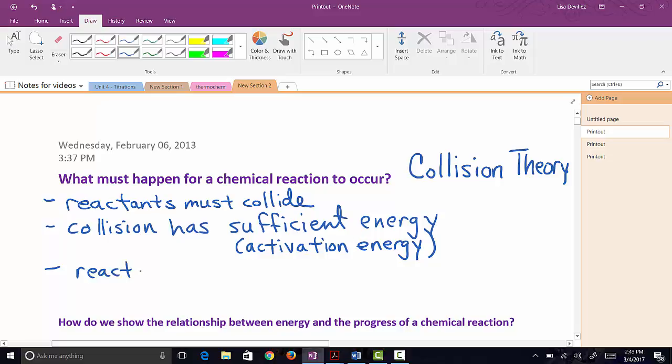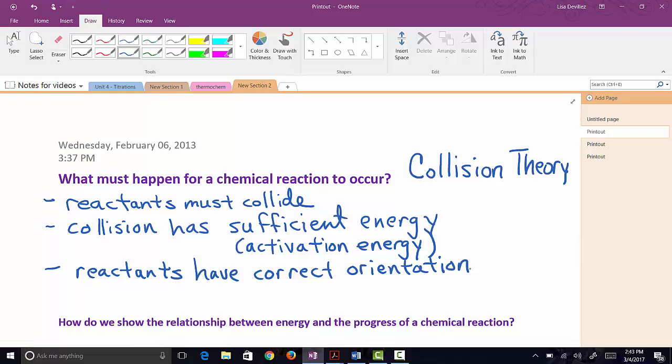reactants, when they collide, have to have the correct orientation. That just means that the way in which they hit each other, like which end of the molecule collides with a certain end of the other reactant molecule, makes a difference. So not every collision, even if it has enough energy, will progress to create products. They also have to hit each other in the right way.